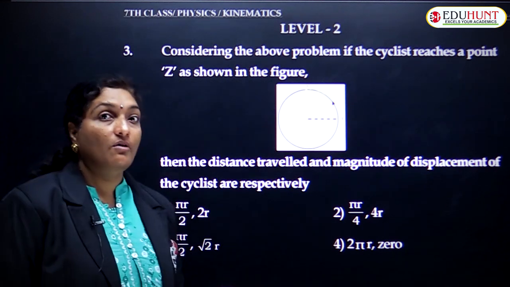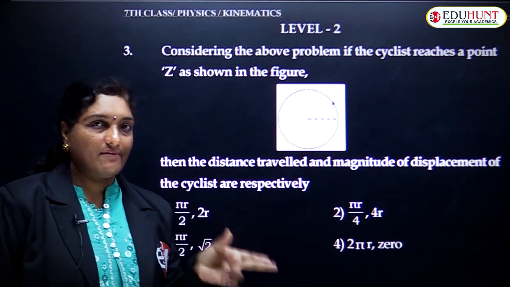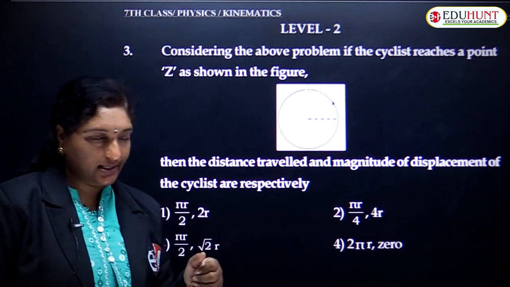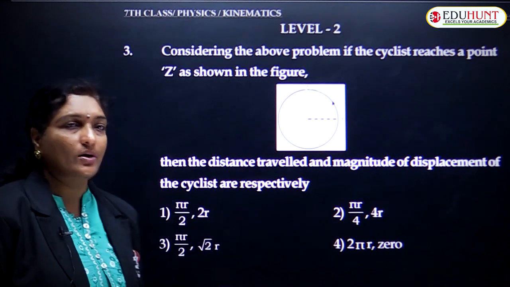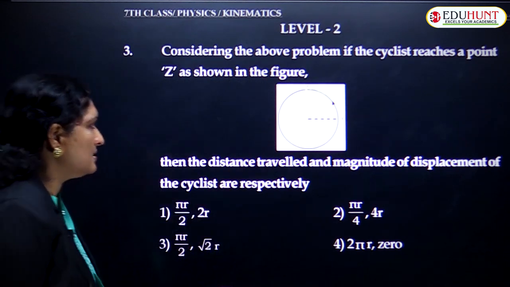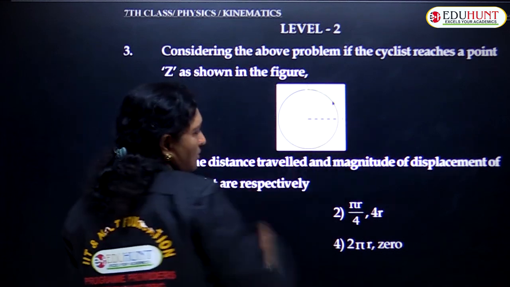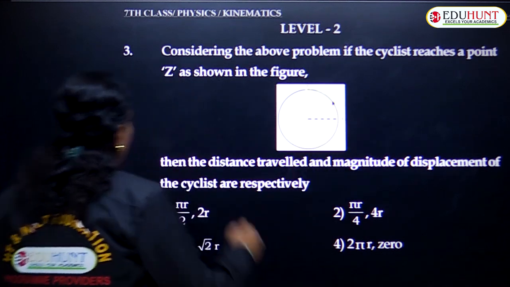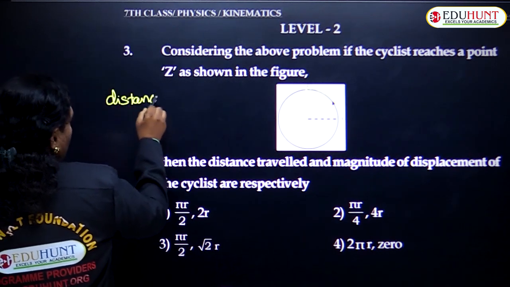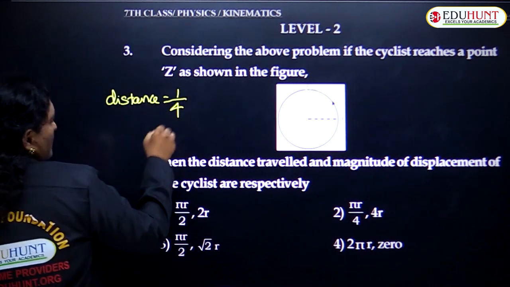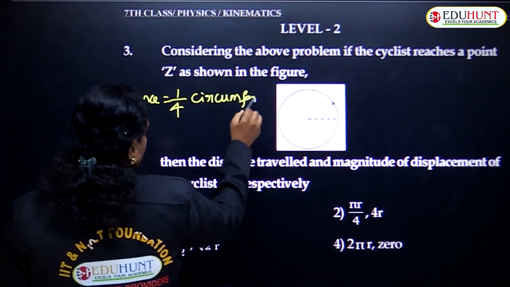Earlier, we traveled the full circular length. Second case, we traveled only half circle, semicircular region. Third case, 1/4 of the circle. We have already discussed a model example for this. So this portion is nothing but 1/4 of the total distance. So the distance covered is 1/4 of the total circumference, isn't it, children?